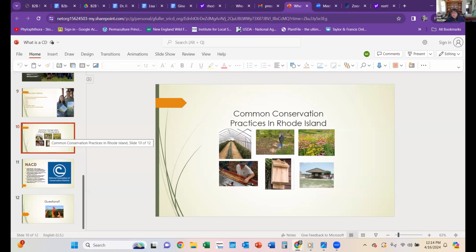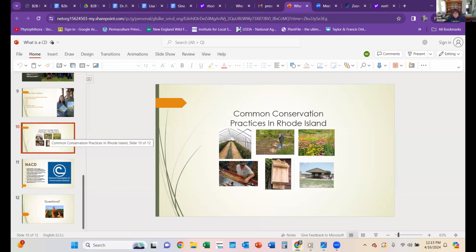So I know you had Cheryl and Julie here last week talking from NRCS. You may have seen this slide. These are some of the most common things we do and help farmers here in Rhode Island with. You see high tunnels, lots and lots of high tunnels going in across Rhode Island. It helps extend the growing season, deal with pest management, water management, etc. A lot of pollinator plantings happening.